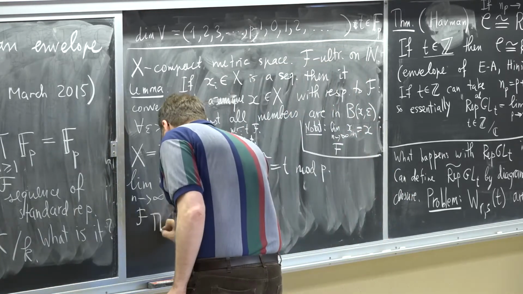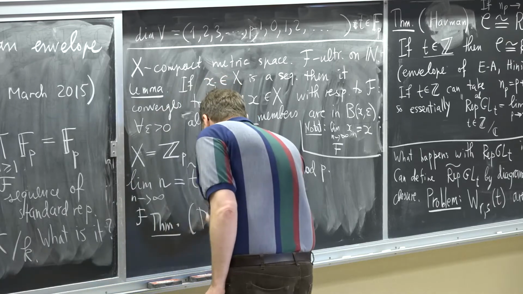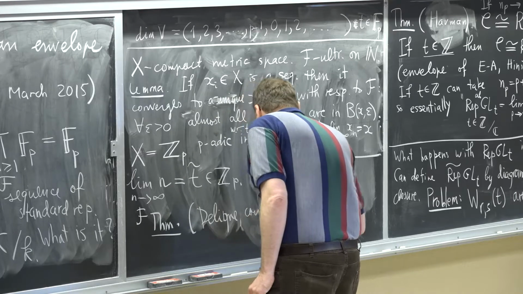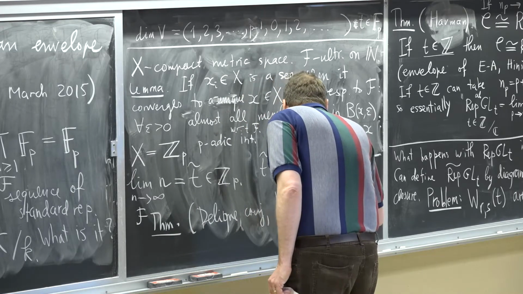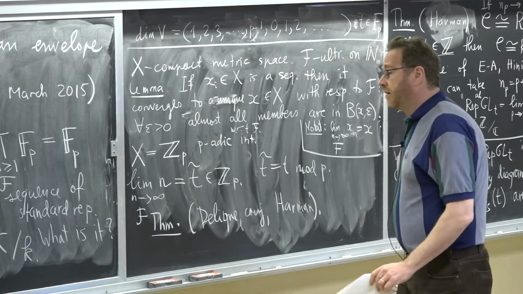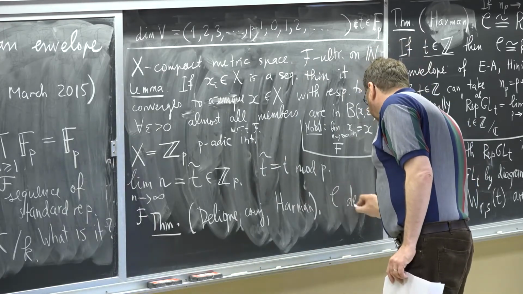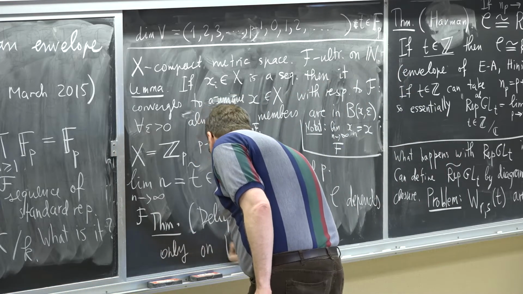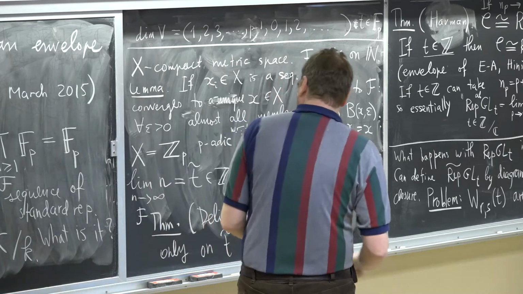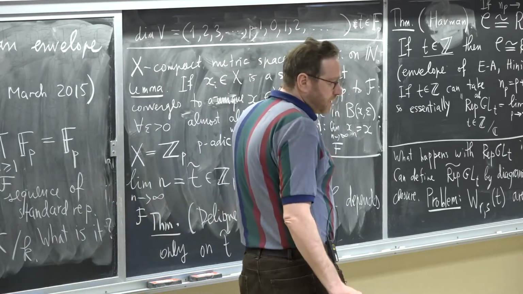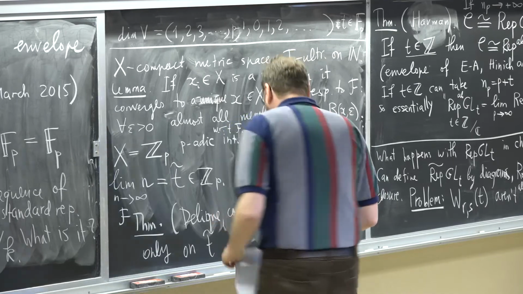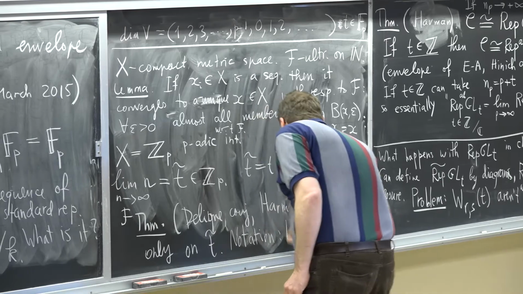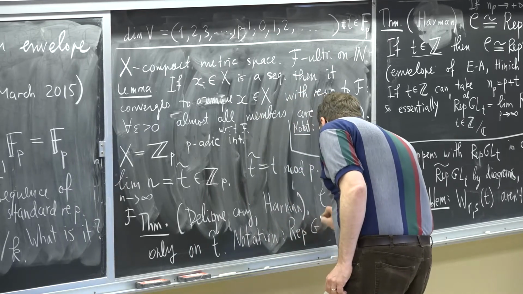And the theorem, which is conjectured by Deligne and proved by Harman, is that the category C depends only on t tilde. So the dependence on f is expressed through the dependence on t tilde. And the notation for this category, therefore, is Rep GL of t tilde.